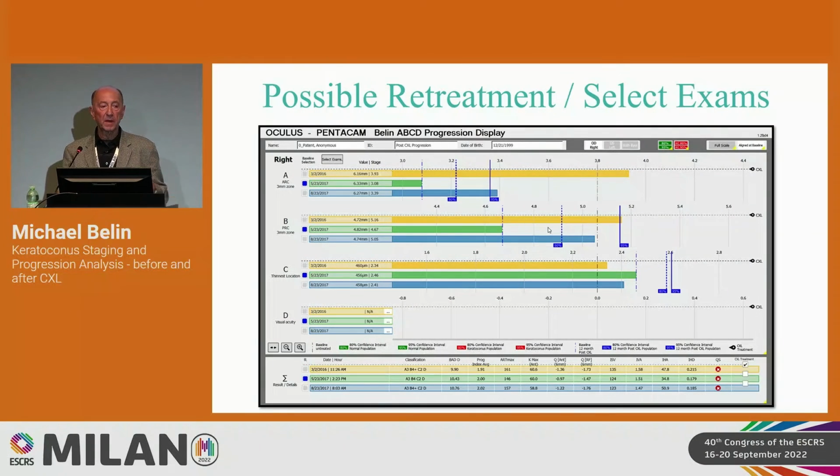And again, I can make it easier by just selecting the post-cross-linking, the same patient, but you can see how much easier it is to read the map. Again, we're only now looking at the post-cross-linking exams, because those are the exams that we're immediately interested in.